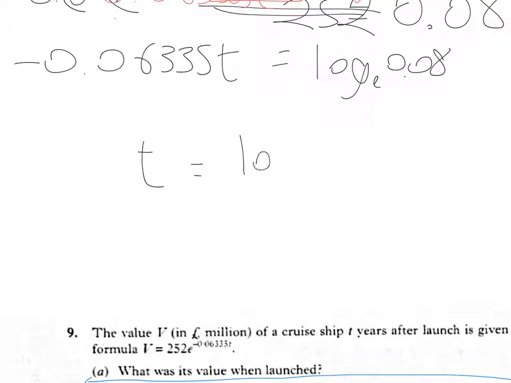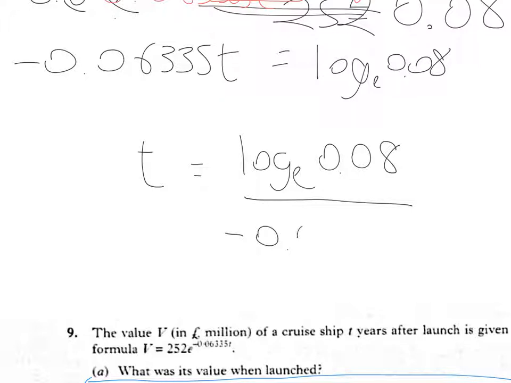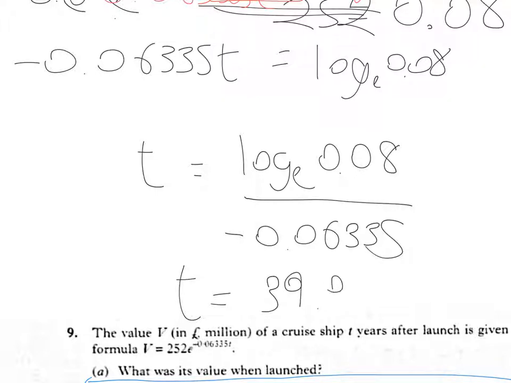T then will be log to the base e of 0.08 divided by minus 0.06335 and enter that into the calculator. Into one decimal place, that will be 39.9 years.